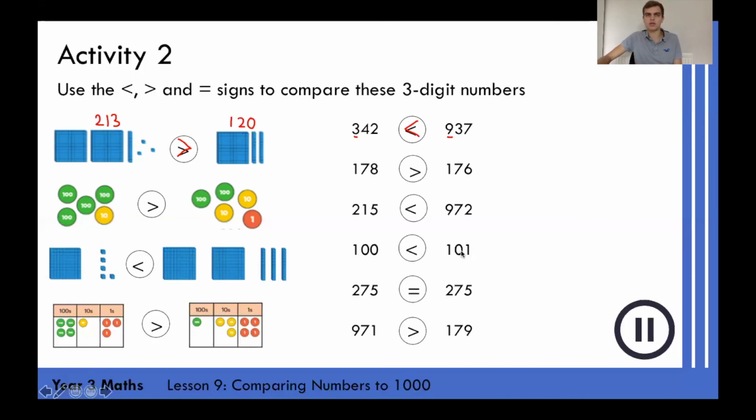I'm going to go over to this one now. 100 or 101. Okay, well, let's look at my hundreds. Well, they both got 1 in the hundreds column. Let's look at my tens. Oh, they both got 0 in the tens column. So now I'm going to look at my ones. This one's got 0 ones. This one's got 1 one. Ah, so I need to use my less than sign because this number is larger. 100 is less than 101.